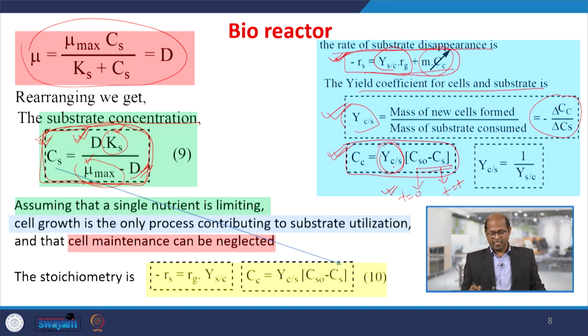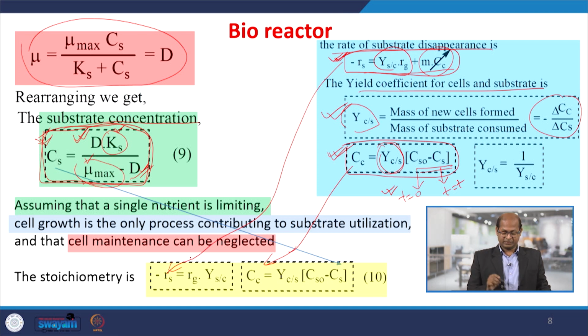Okay. So, here these definitions are the same. And here in these definitions we can write the substrate concentration. If we neglect the cell maintenance terms, then minus Rs equals Rg times Ysc, the yield coefficient and cell growth rate. Then the substrate consumption we can find out, and this is the cell concentration. So, here the substrate concentration we have found.